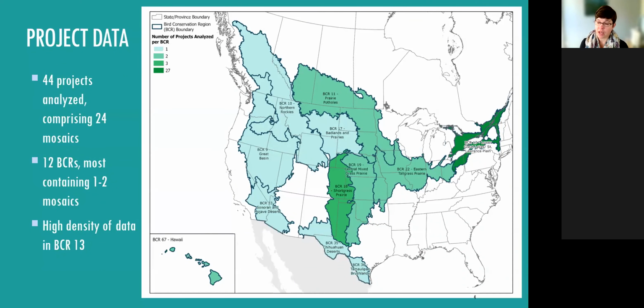So all of these selection criteria were just trying to reduce the potential confounding and make sure that if we were interpreting the results for a turbine parameter of mortality in a specific region, we were really talking apples to apples for that mosaic. In total, we had 44 projects that met our criteria, and that represented 24 unique mosaics. Some of these had multiple monitoring years or variations of the study.